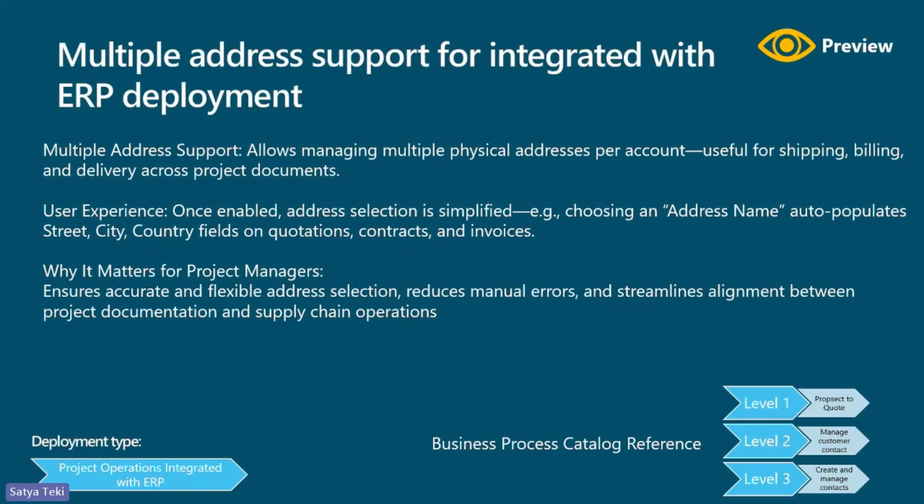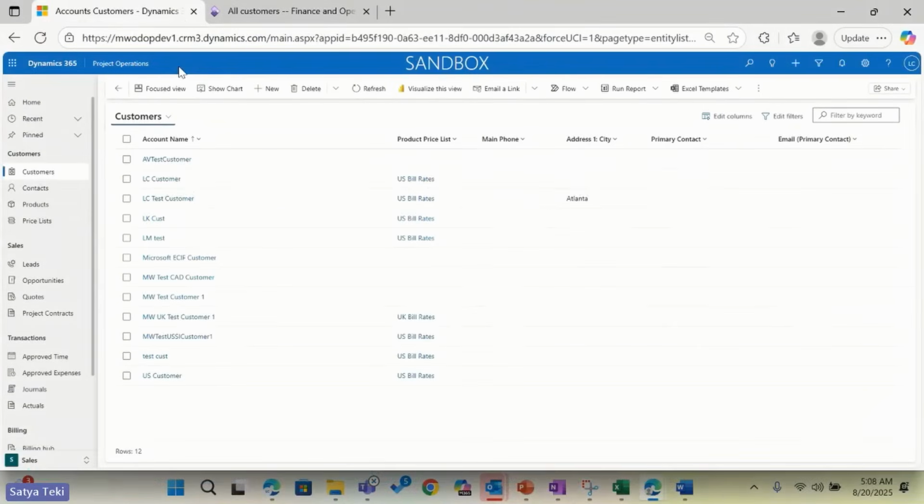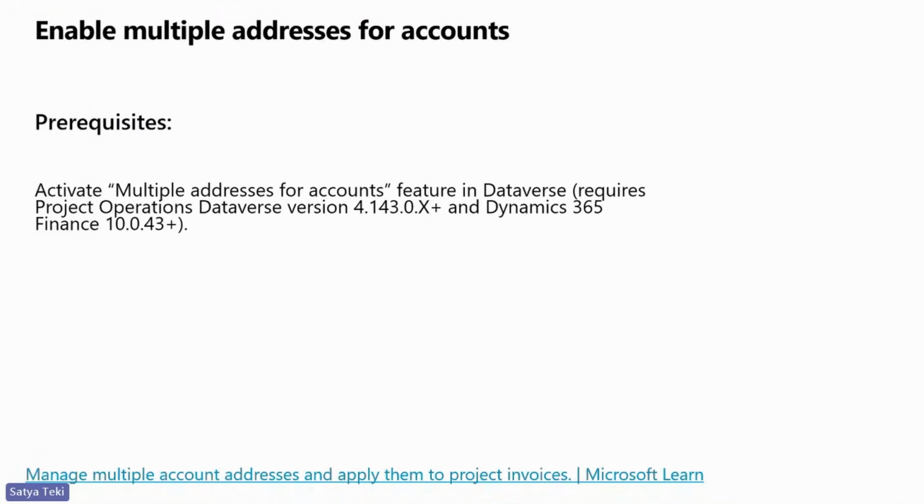You can also assign specific addresses to project quotations, contracts, or funding sources, making sure that invoices and deliveries go to the correct locations every time. This is the prerequisite: you need to enable multiple addresses for accounts in the feature control. And let's start with a quick demo.